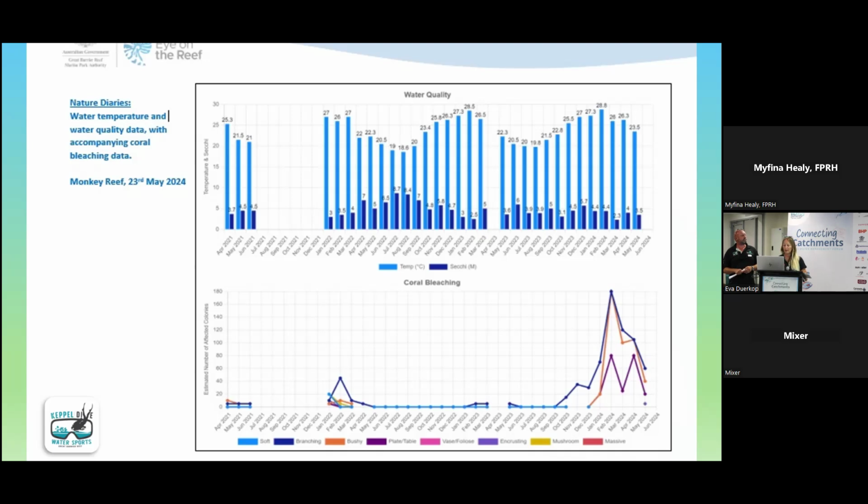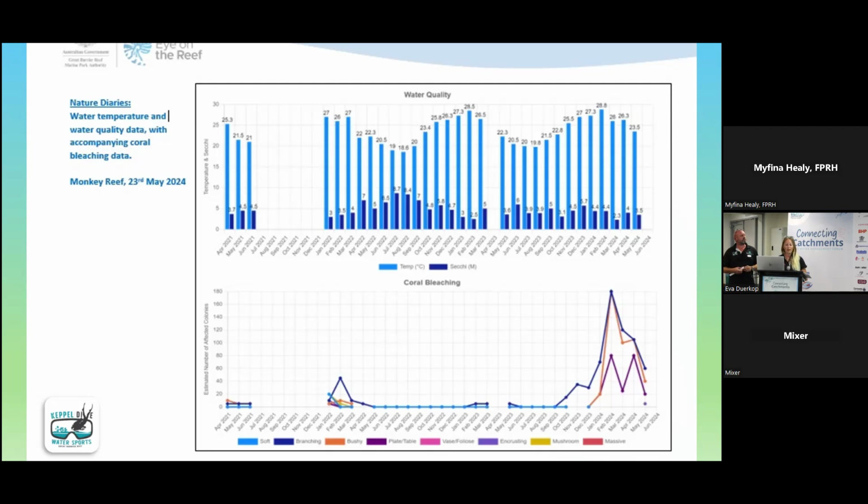In the bottom one, we have our coral bleaching. And as was previously mentioned by those before us, you can see in February this year, it was very warm. We did have an increase in coral bleaching, but from this data, what we can see is that our harder, faster growing corals, our branching corals, are more affected by that coral bleaching than our softer corals. Softer corals are a little bit more resilient and slow growing.